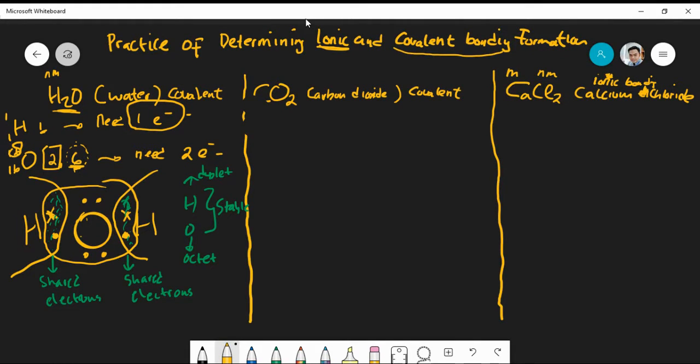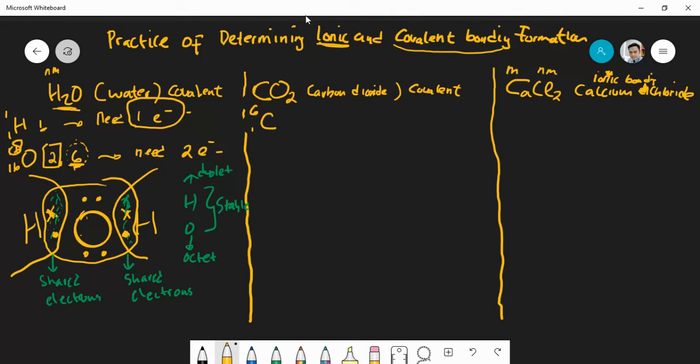So carbon is 6 and 12, so the electron configuration will be 2.4. And oxygen, the same, 8 and 16, so it's going to be 2 and 6.